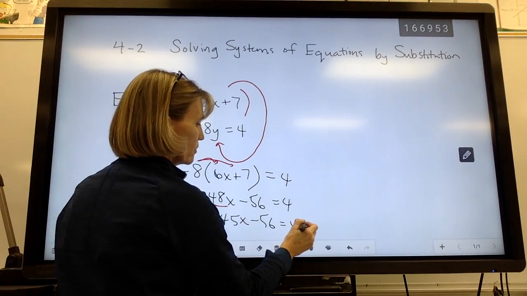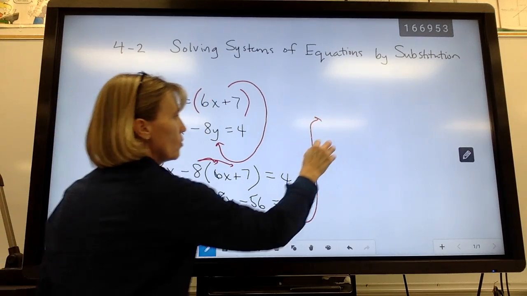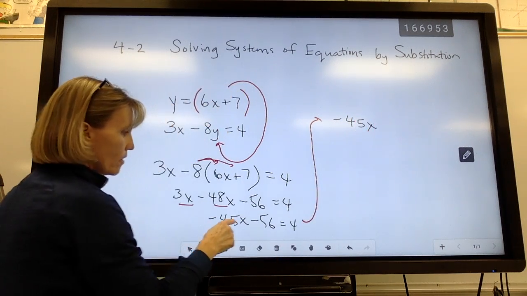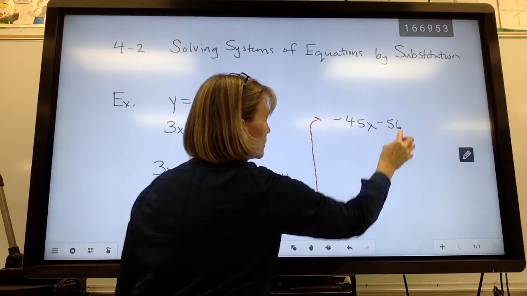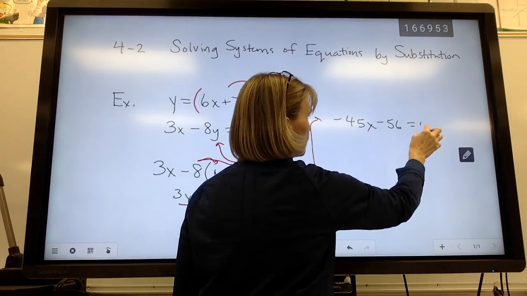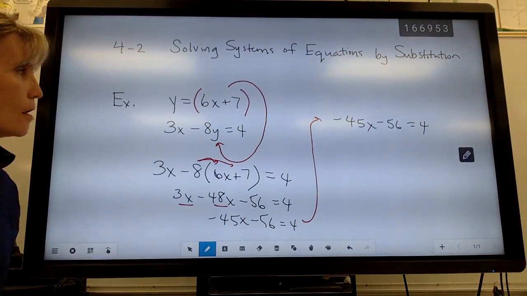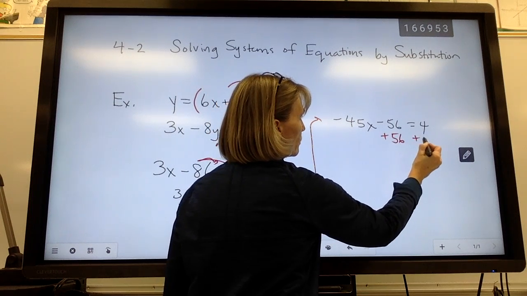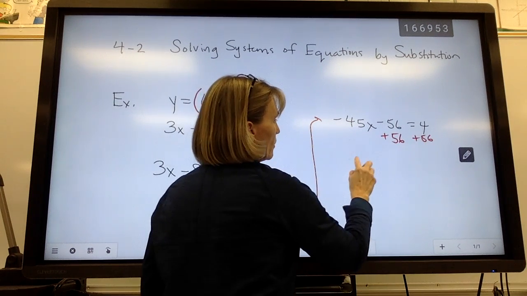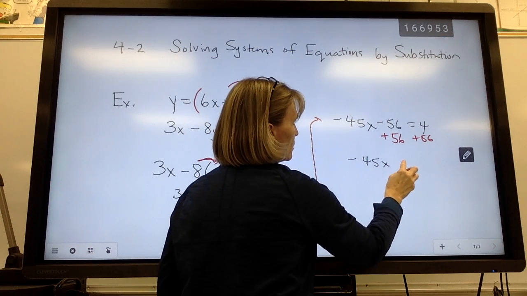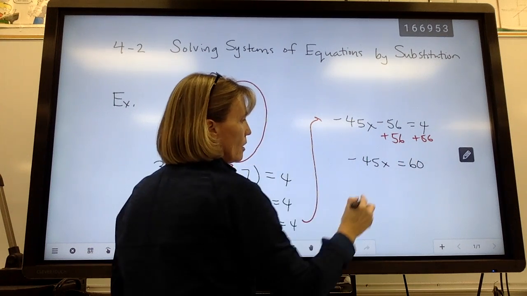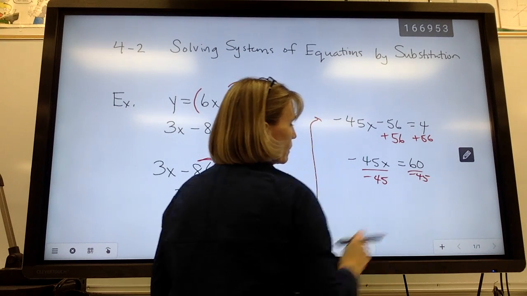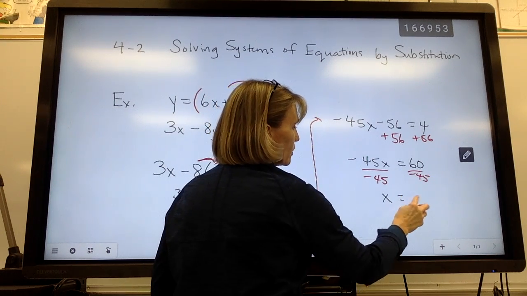I'm going to bring this same equation up here so we have a little bit more room to work. Negative 45x minus 56 equals 4. Okay, I'm going to add 56 to both sides. So I'd have a negative 45x is equal to 60. And then when I divide by the negative 45, I would get x equals a negative.